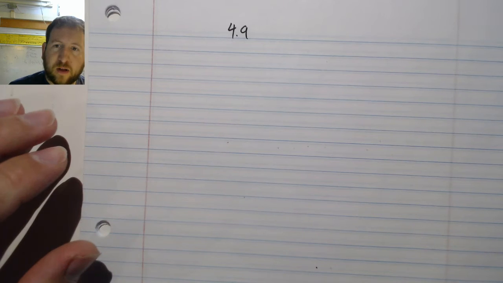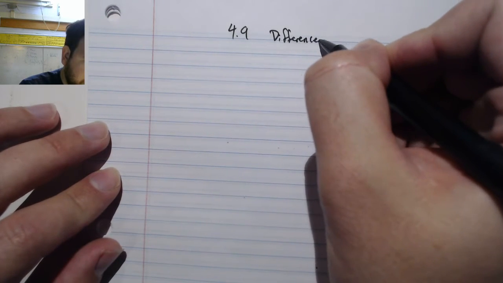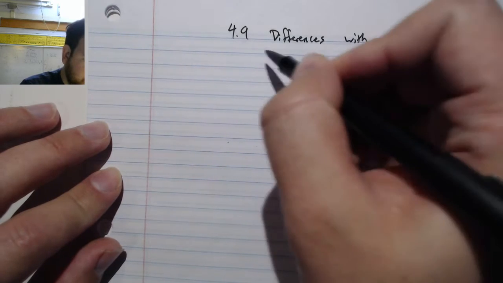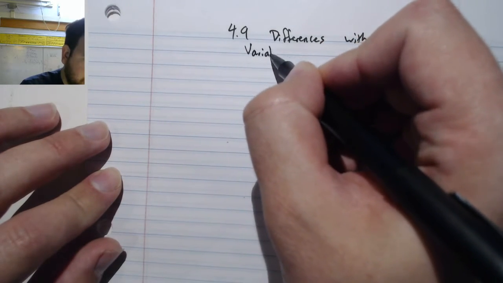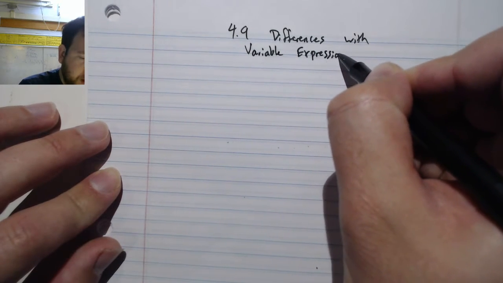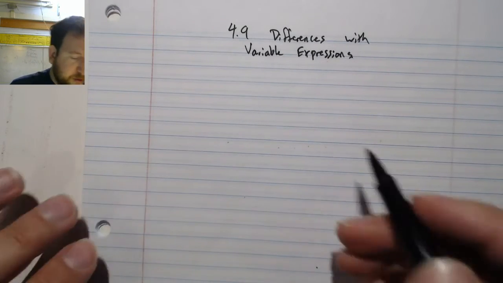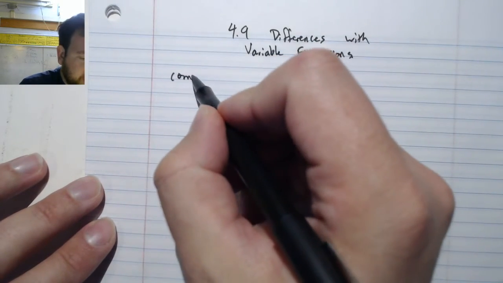All right, again, I'm going to be skipping around in this chapter, and we're going to go to 4.9, and we're going to be talking about differences with variable expressions. And our key here again is that we are only able to combine like terms.